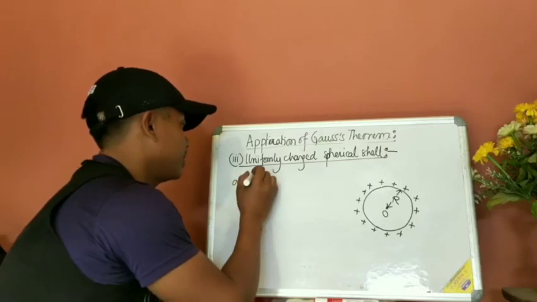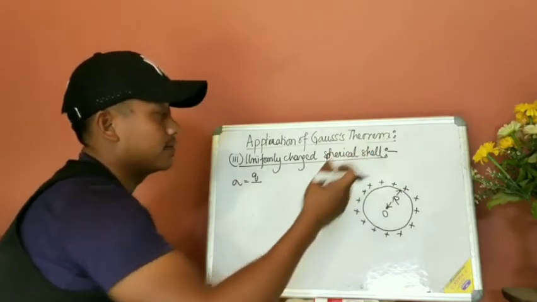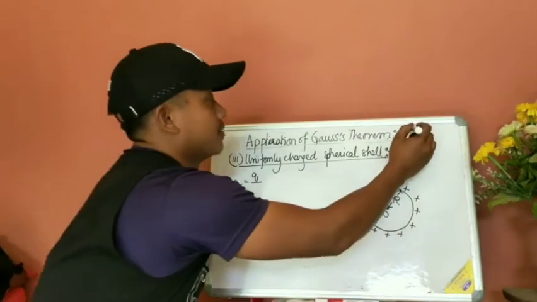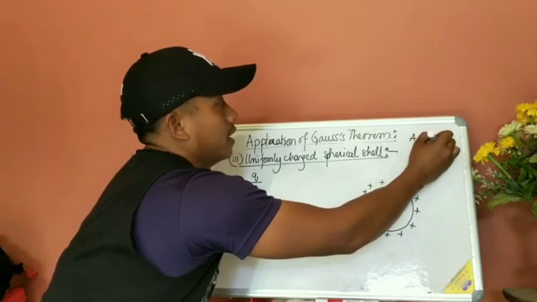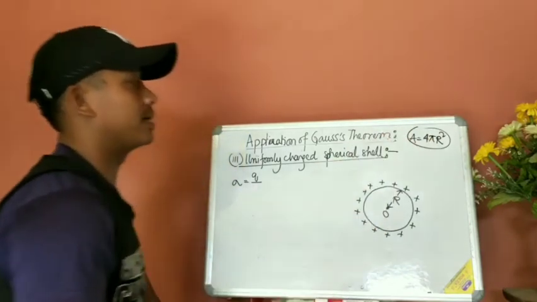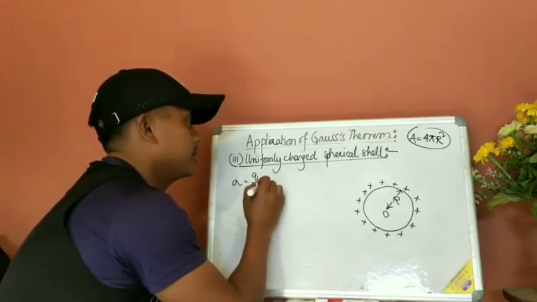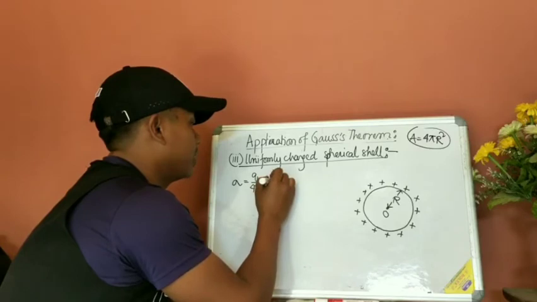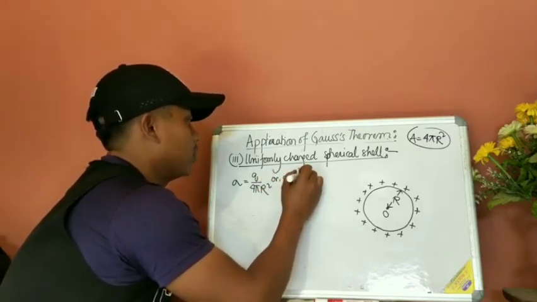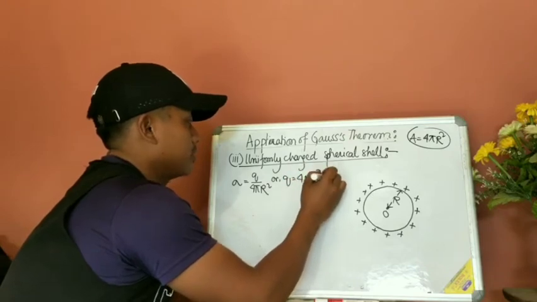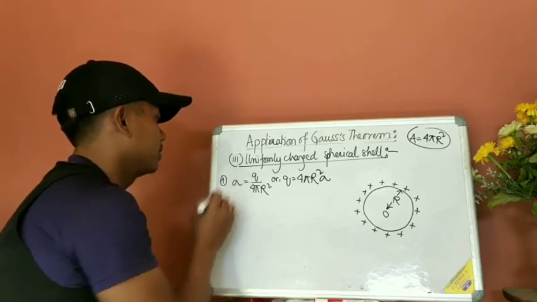For such a cell, let us try to write the charge density. Charge density sigma will be total charge over this surface divided by the area of the spherical surface. What is the area of the spherical surface? The surface area formula is 4 pi r square. This is the surface area of a sphere. So sigma equals q by 4 pi r square, and q will be 4 pi r square into sigma. So this will be the first step.